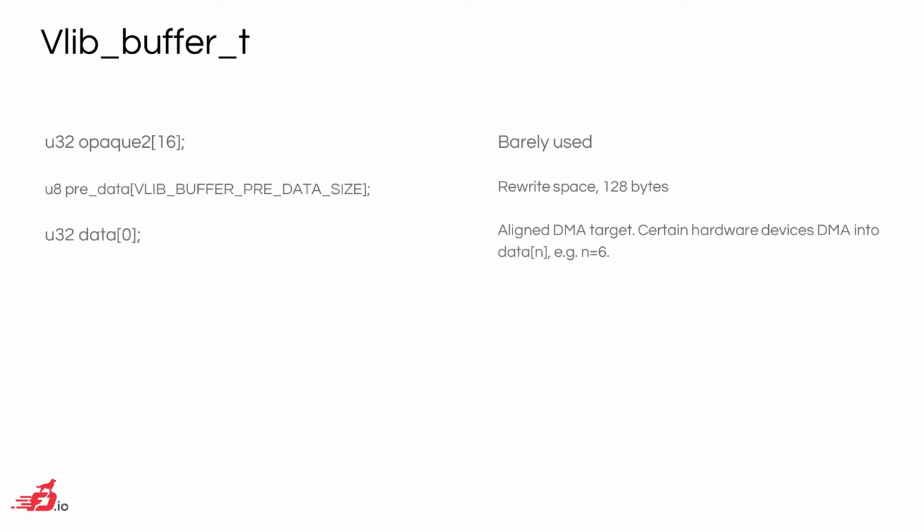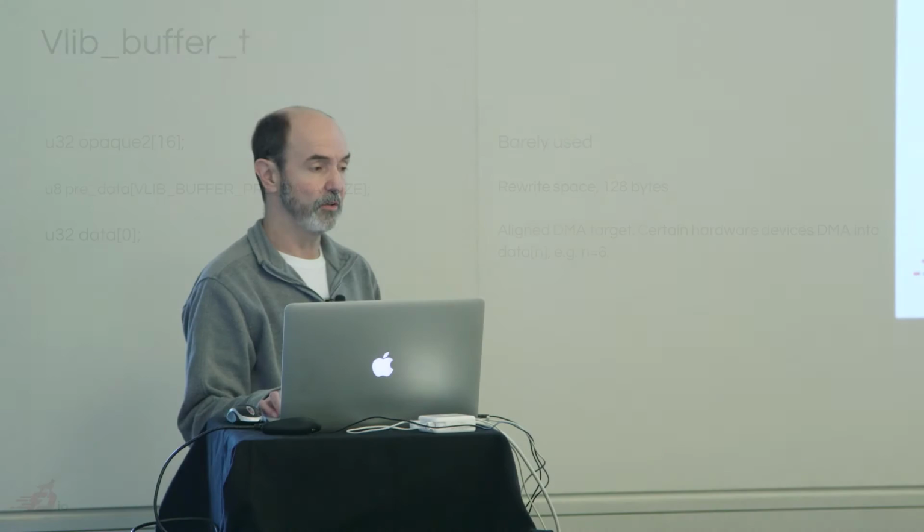Predata is the rewrite space currently set to 128 bytes, and data is the aligned DMA target. It's not by any means guaranteed that the hardware will be programmed to DMA there. I know the ThunderX chip tends to do a 6-octet offset with the idea of aligning the IP4 header. And you can ask yourself the question, but it's not uniformly the case on all hardware platforms that the first octet DMA'd off the wire will end up in data sub-0.